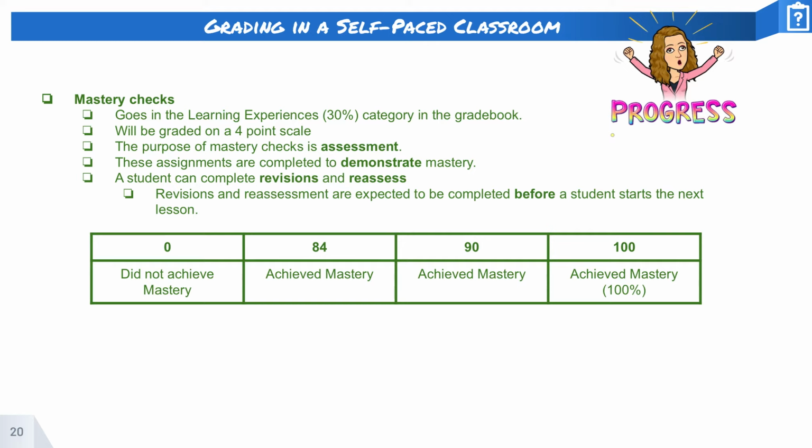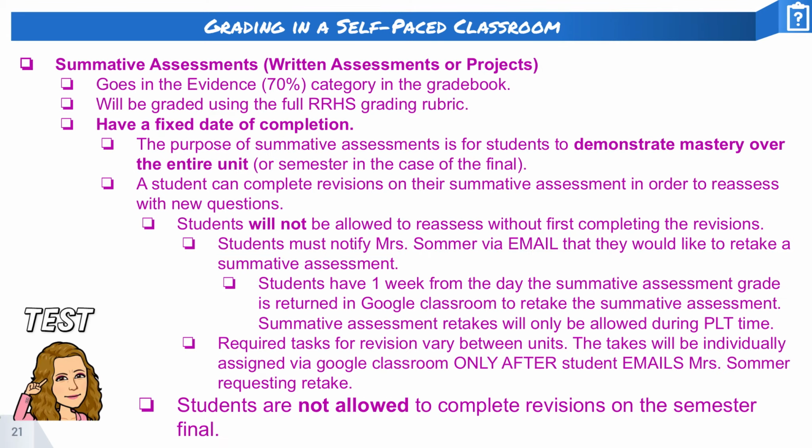But I can see how sometimes in a larger classroom I may not have gotten a chance to quickly grade their mastery check yet, and so they can go on to the next lesson until I give them that feedback. So the scale this year is 0. If they score less than an 84% on the mastery check, they get a 0 until they go back and redo it. It means they didn't achieve mastery. 84 is they achieved mastery, 90% is achieved mastery, and 100% is achieved mastery. Those are the grades that will go in: 0, 84, 90, and 100 are the only grades that students will see in Infinite Campus or Google Classroom for the mastery check grade.